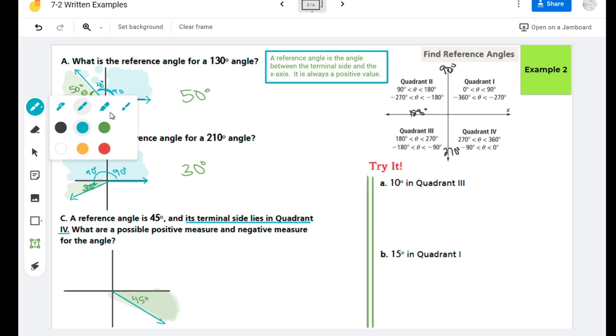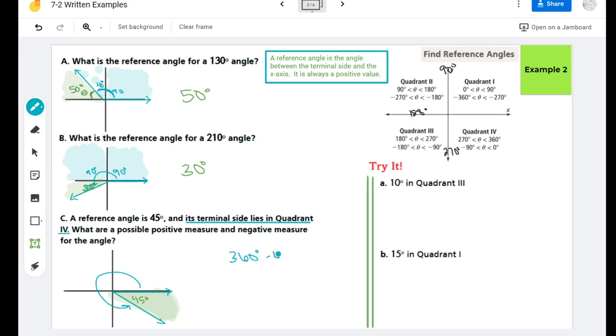Now the thing is that they are asking for us to find the measure of this angle. So they are asking for everything except for that 45 degrees. What's kind of nice about this one is, do you see how the angle that we're trying to find and that reference angle make up a full circle? So if I really wanted to, I could just do 360 minus 45 and I'd get 315 degrees. But I'm also going to show you how to piece it together like we've been doing.